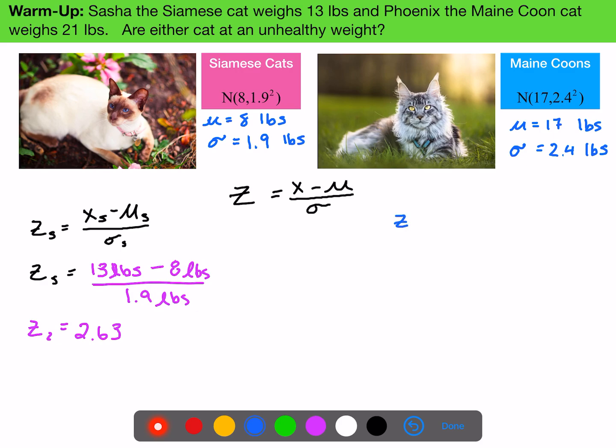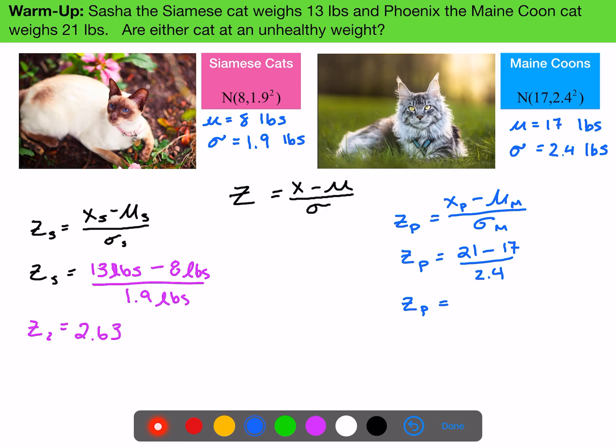Okay, so now if we look at the Maine Coon Phoenix, his Z-score is going to equal his value, minus the mean for all Maine Coon cats, divided by the standard deviation for all Maine Coon cats. So his weight was 21 pounds. I'm just going to leave the units out for this one because we've already determined that it is a unitless measure.